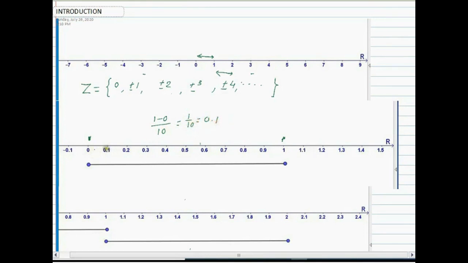So the first interval is 0 to 0.1, and this length is 0.1. 0.1 plus 0.1 is 0.2. Again this length is 0.1, so 0.3. 0.3 plus this length is 0.4, and so on. So we have divided this interval into 10 equal parts. There are numbers in between 0 and 1. Similarly, you can divide 1 and 2. This is 1, this is 2, and 1 to 2 is also divided into 10 equal parts.